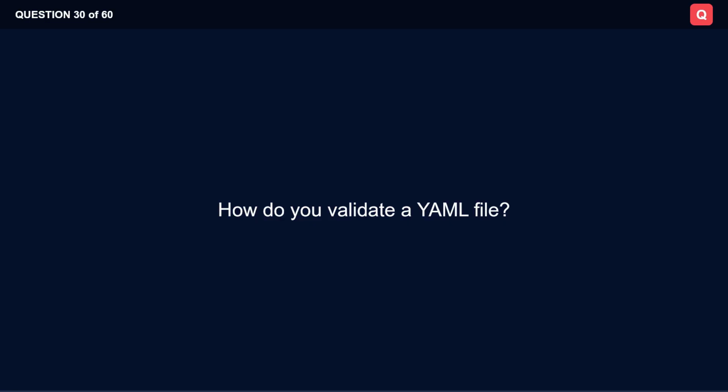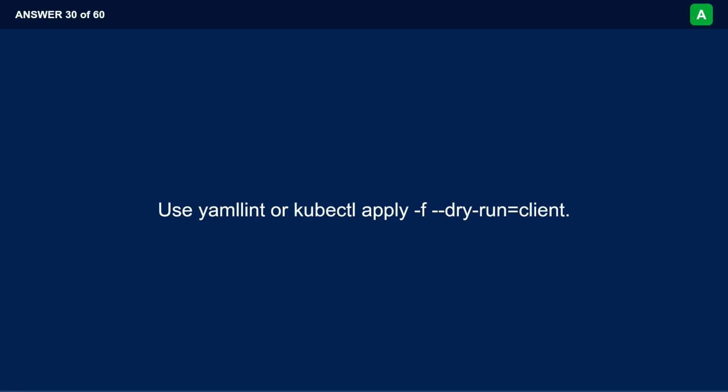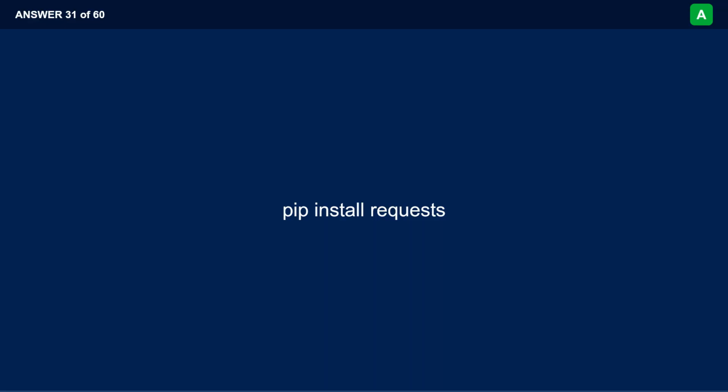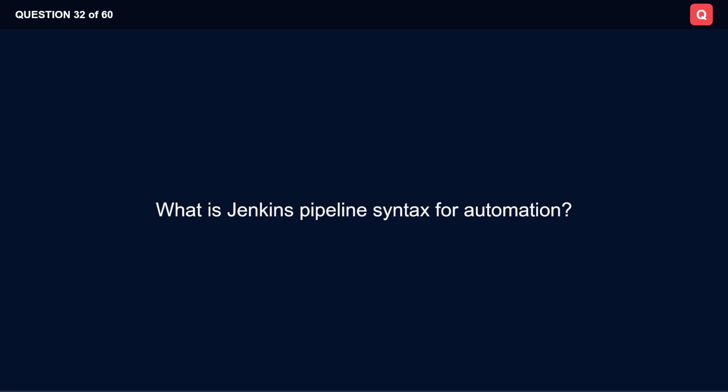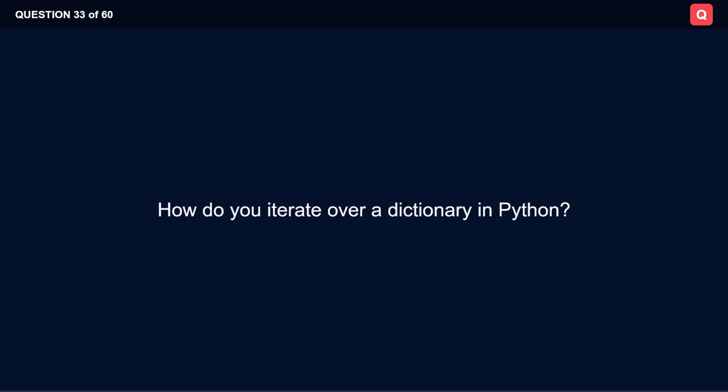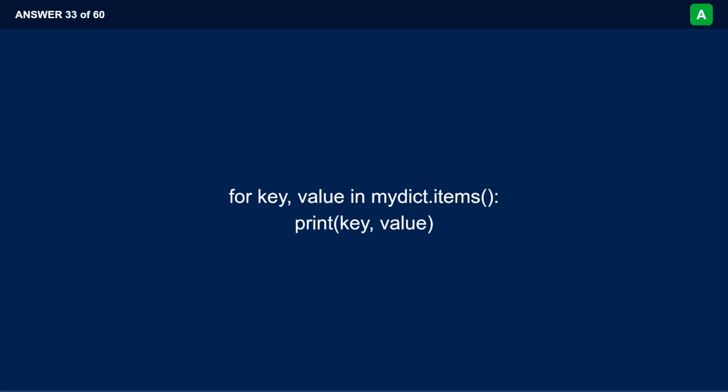How do you validate a YAML file? Use yamllint or kubectl apply --dry-run=client. How do you install Python modules? pip install requests. What is Jenkins pipeline syntax for automation? pipeline { agent any stages { stage('Build') { steps { echo 'Building' } } } }. How do you iterate over a dictionary in Python? for key, value in mydict.items(): print(key, value).